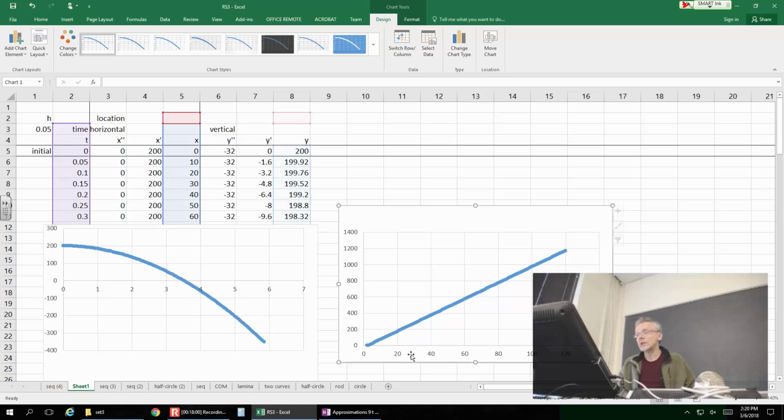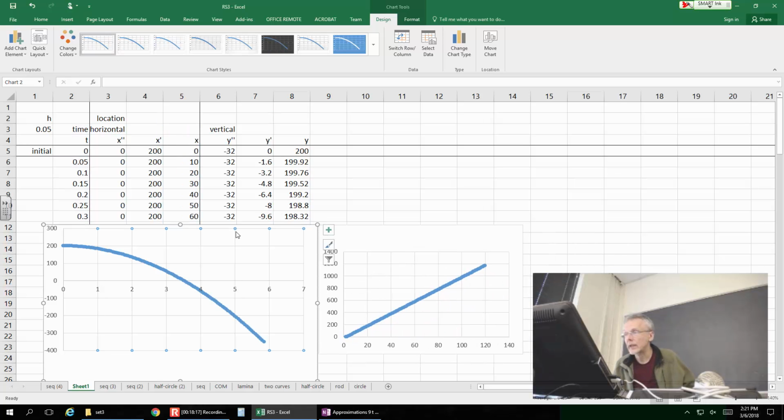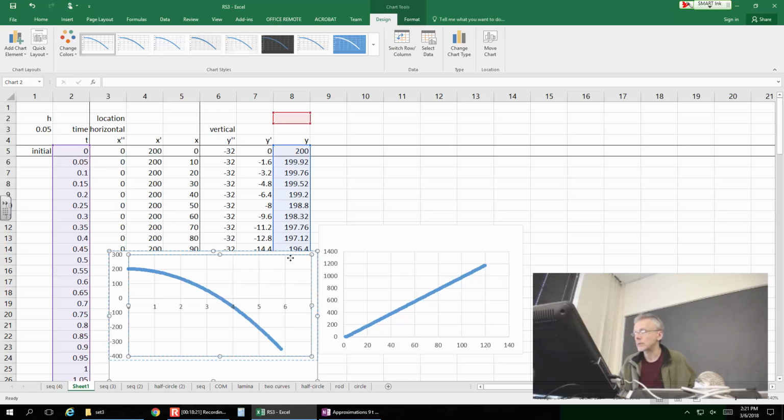Now if we actually want to see the trajectory of the path through the sky of that object, you have to plot x and y. Not t and x, not t and y, as these are, but x and y. So you got to eliminate t. So let me arrange these.